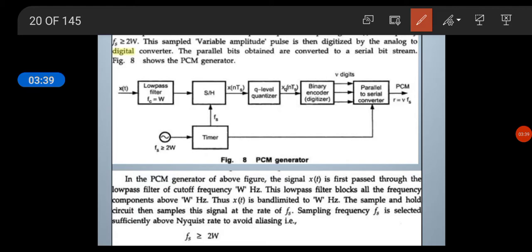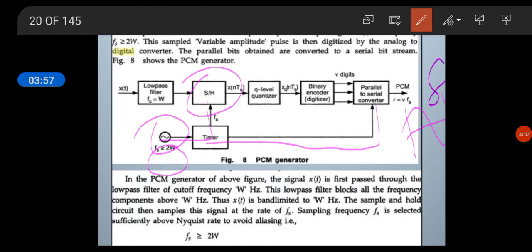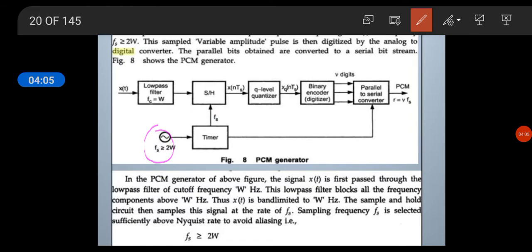Here, in order to provide a particular sampling rate, we will have an oscillator. That oscillator is given to the timer. From the timer it is given to the parallel to serial converter as well as the sample and hold circuit. So in order to perform sampling at a rate fs greater than or equal to 2fm, we have to provide a sampling rate. We provide that sampling rate by means of the oscillator, right? So here we are providing the sampling rate for the sample and hold circuit as well as the parallel to serial converter. Why we provide this sampling rate for the parallel to serial converter also, I'll tell you later.